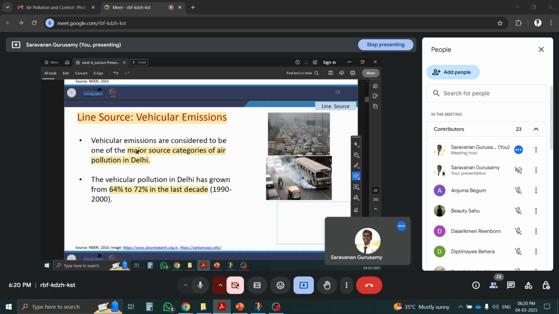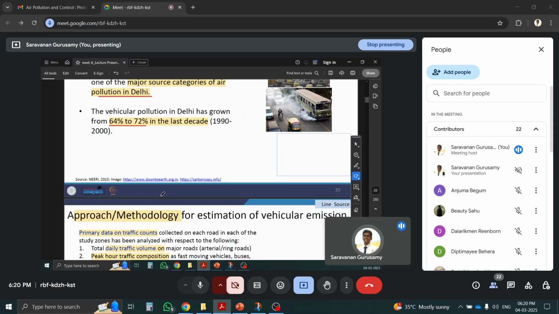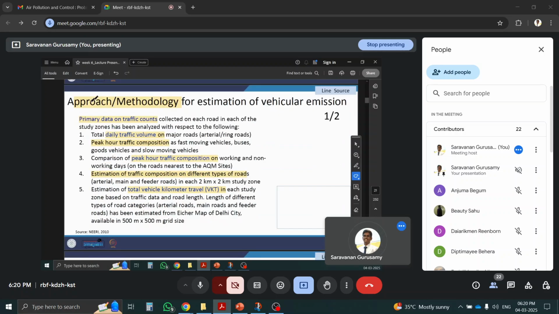Yeah. So line source, if you take vehicular emission as a source, the major source category for air pollution in Delhi is vehicular emission, and vehicular population is growing from 64 to 72% in one decade itself. So you can assume how much emission will happen from each vehicle. So the methodology they have taken is they have first collected the primary data from the government sector, or also other field studies data they have collected as primary data.